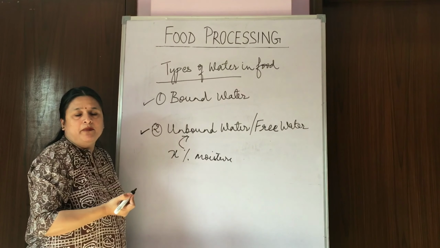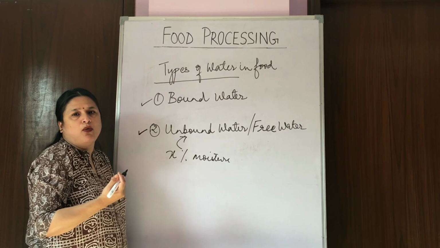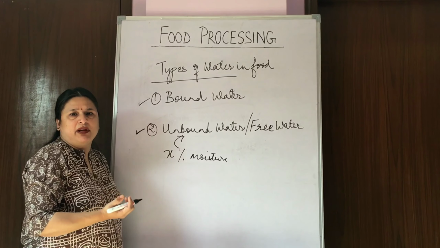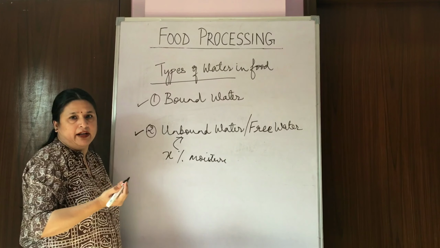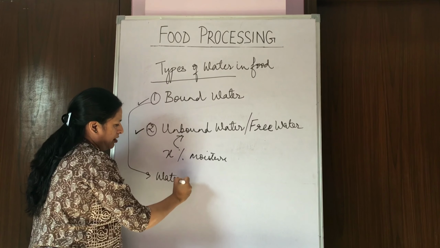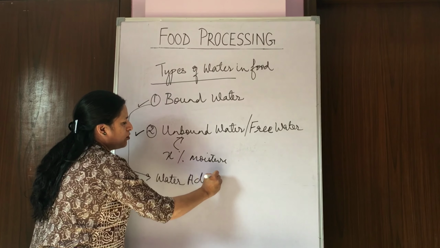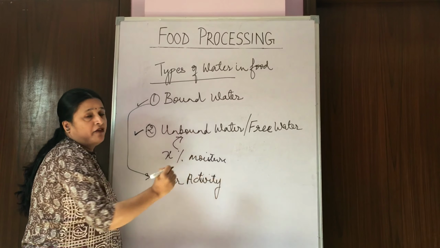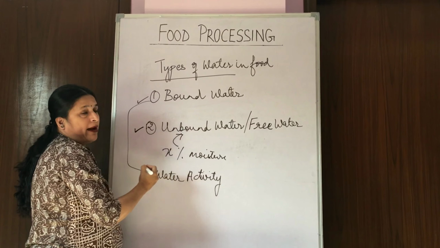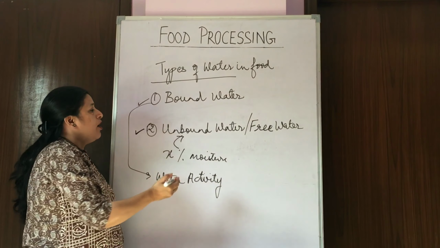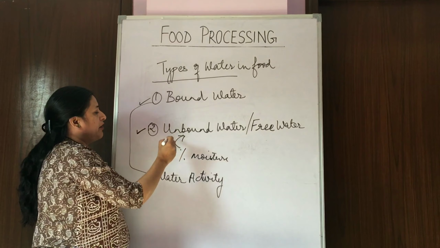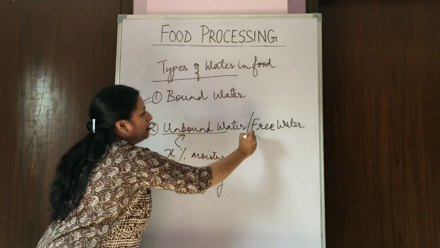So then what is bound water? Bound water is that water which is tightly bound either in cell walls or protoplasm, or it may be chemically bound to various chemicals, and it is not available for drying. This is also related to a concept of water activity that we shall study after this. Water activity is the concept of availability of water for microbial growth. So bound water is neither available for microbial activity nor is it available for drying. The water that is available for microbial spoilage and the drying process is just the unbound or the free water.